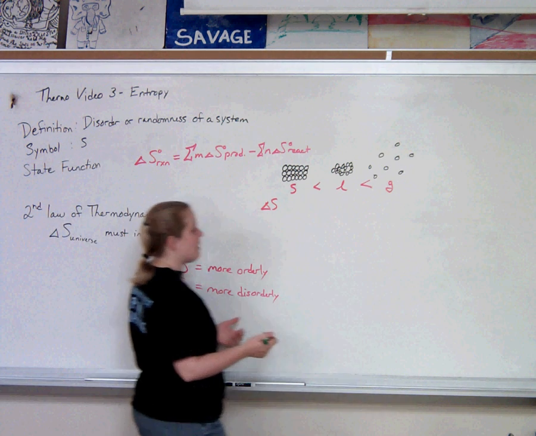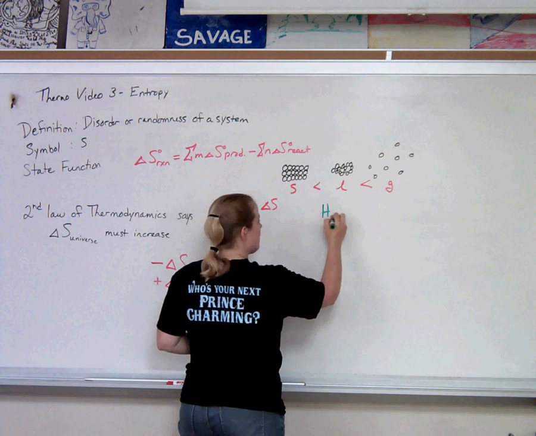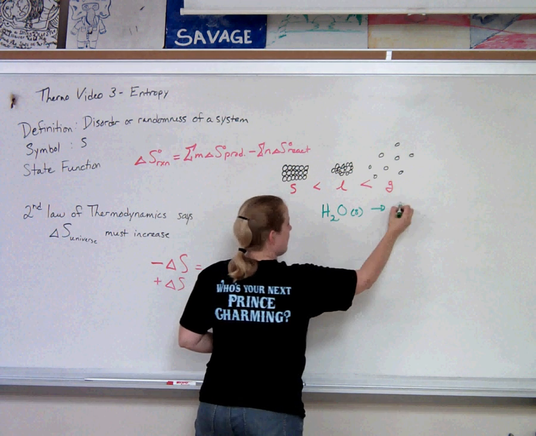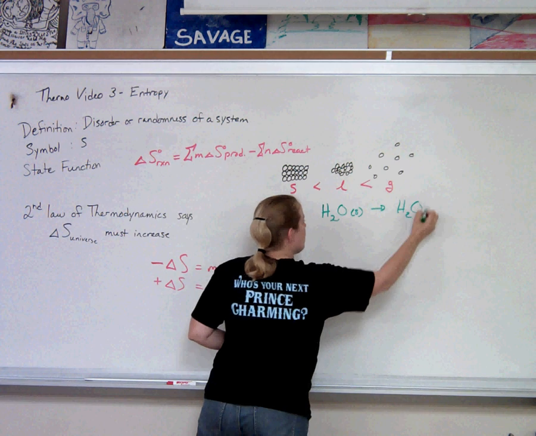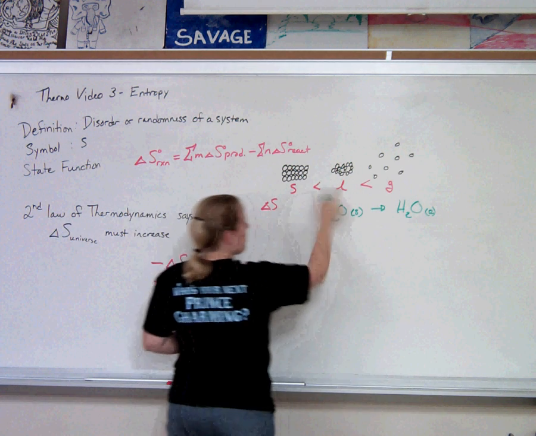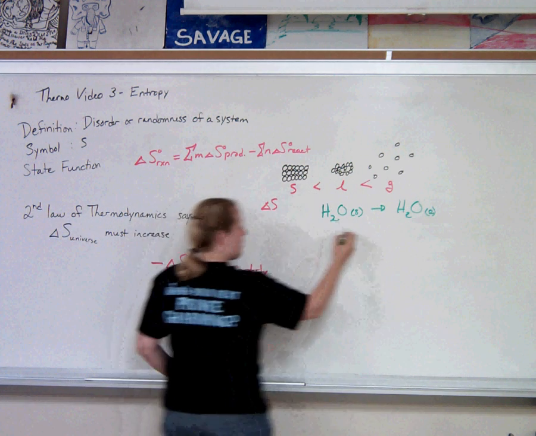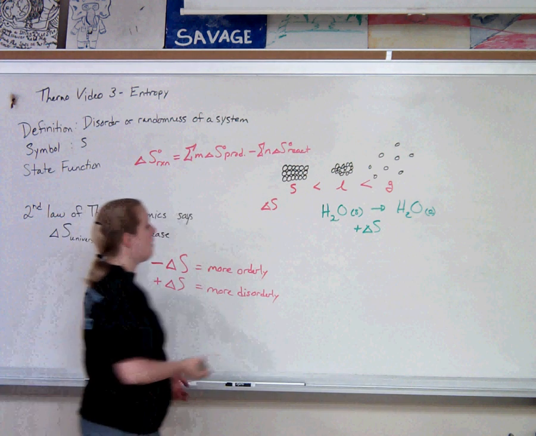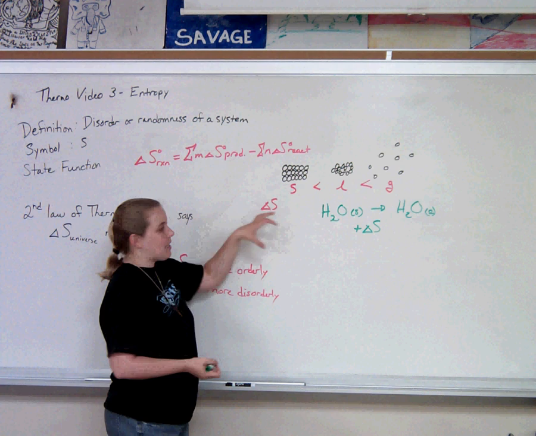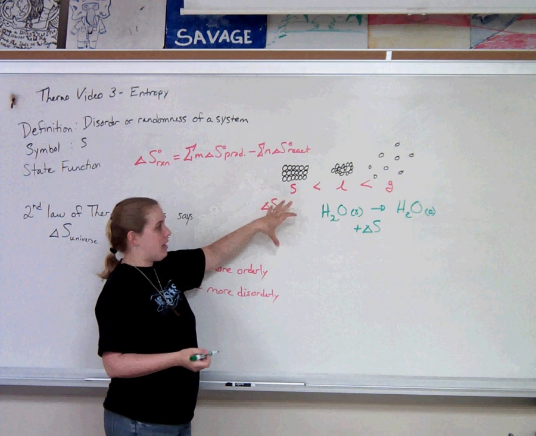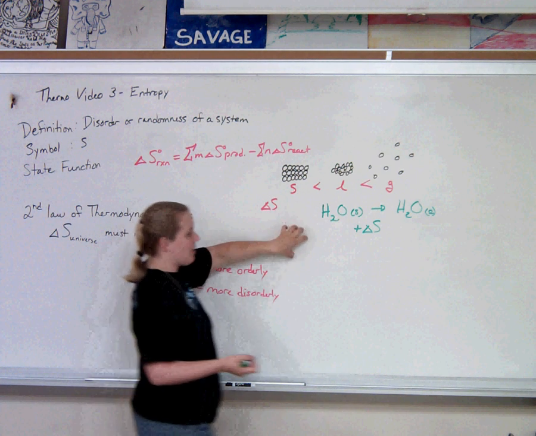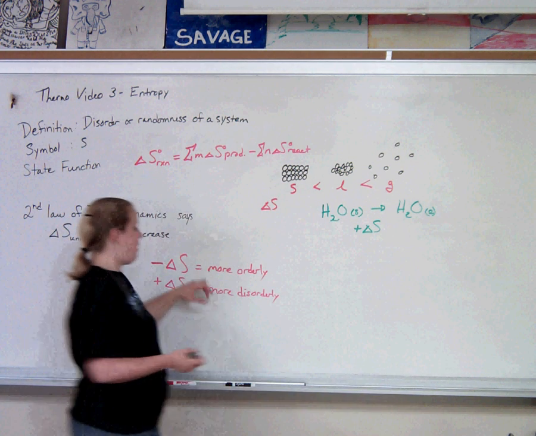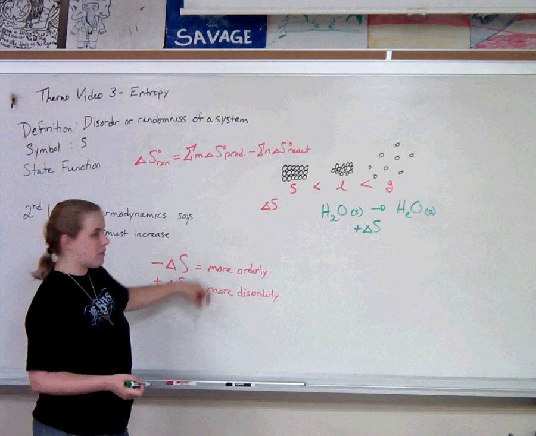For example, let's say you're taking ice, solid water, and you are melting it to liquid water. We're going from a solid to a liquid, and therefore our delta S will be positive for this reaction. So just by looking at the states of matter of a reaction and how they're going from the reactant side to the product side, that can tell us whether or not we're going to have a positive S or a negative S.